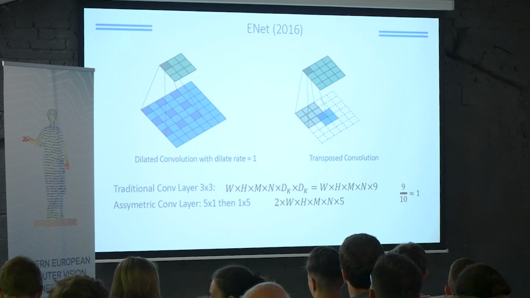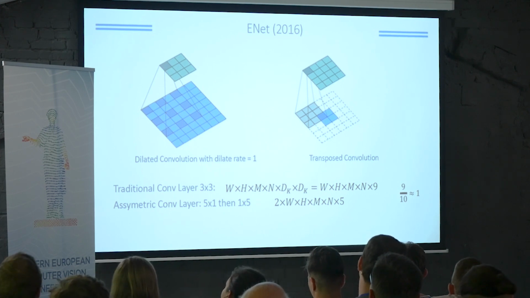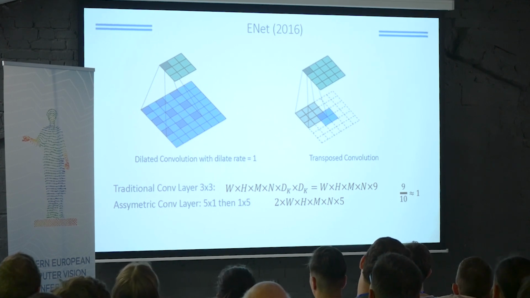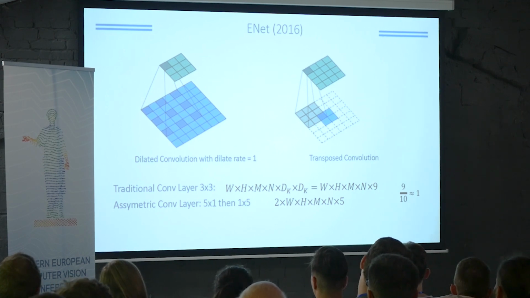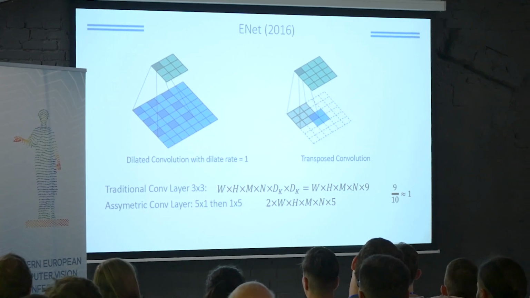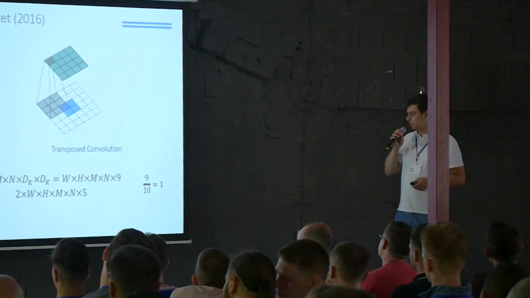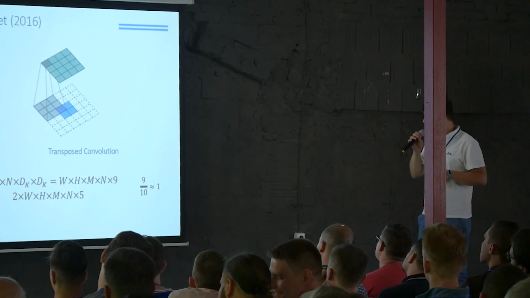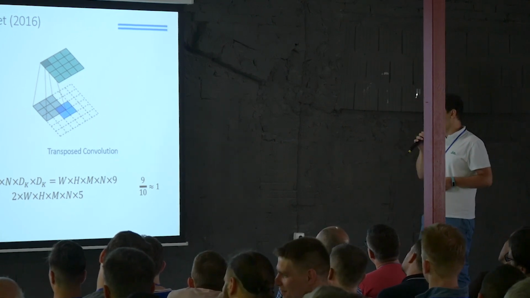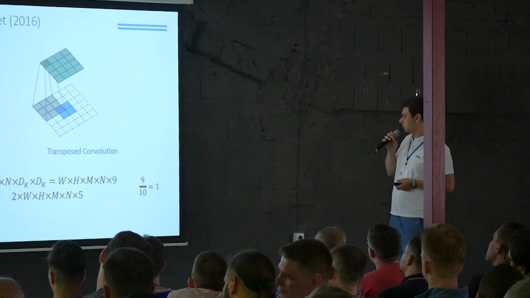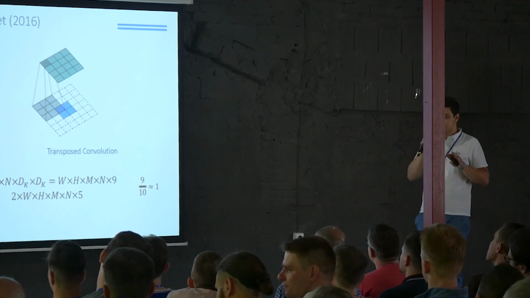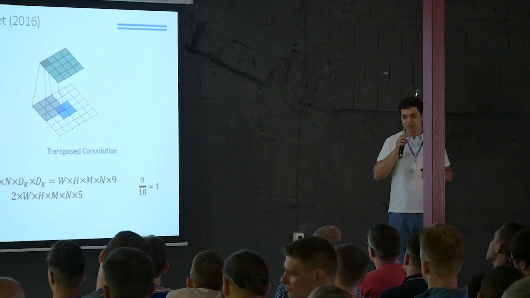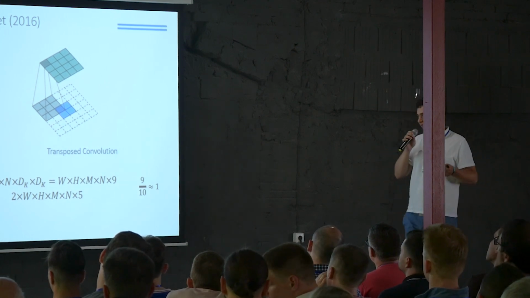But before telling the exact architecture, I need to recall some basic operations like dilated convolution, transposed convolution and asymmetric convolution. So dilated convolution is made by a kernel with some holes. We can call it dilation, and for example, if we take dilated convolution with dilation rate 1, it has a receptive field of 5, but it works like a 3x3 convolution in terms of speed.